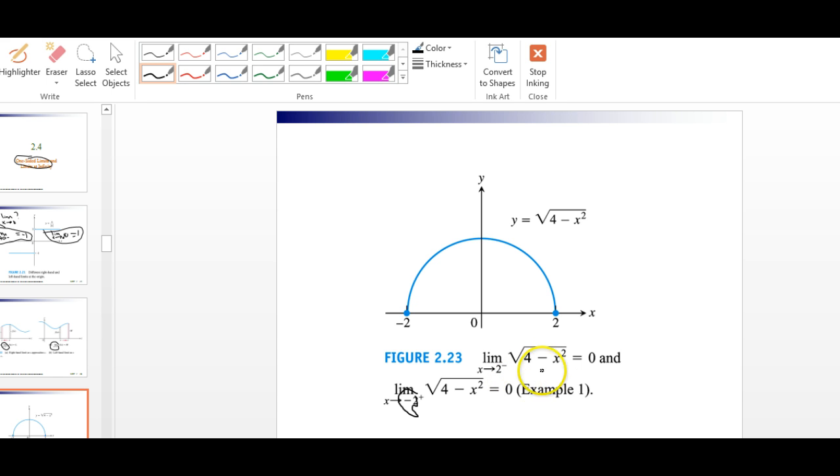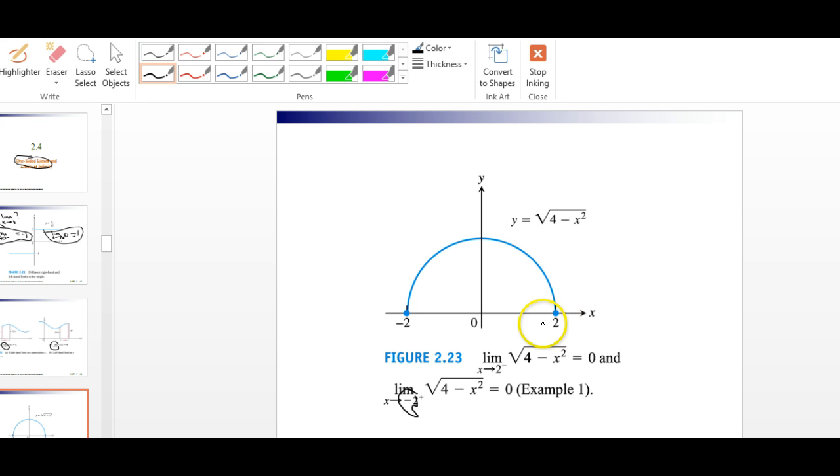Now let's look at positive 2. Now we can only talk about a left limit. Why? Because you can only approach positive 2 from the left. So somewhere around here, what's the value? When you come close to 2, the y value is heading towards what? The vertical value is heading towards 0.